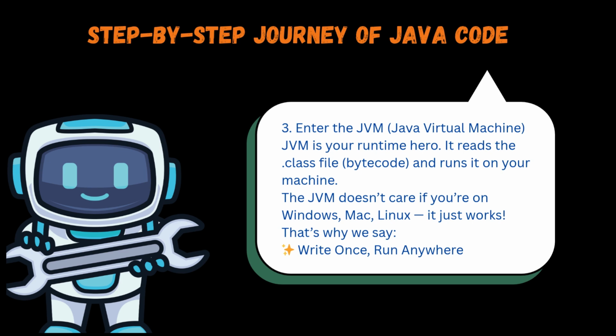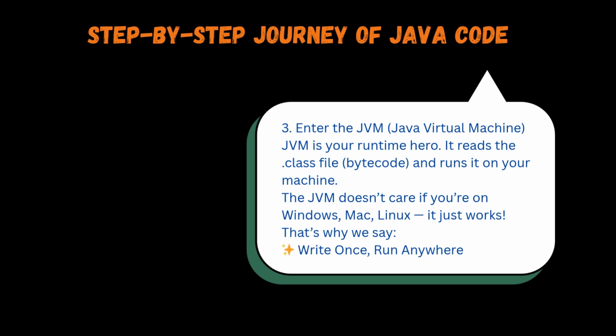The third step, Java Virtual Machine. JVM is your runtime hero. It reads the .class file and runs it on your machine. So we have an interpreter in JVM which translates the .class file into native methods or understandable machine language. So JVM doesn't care if you are on Windows, Mac, Linux, it just works. That's why we say write once, run anywhere.